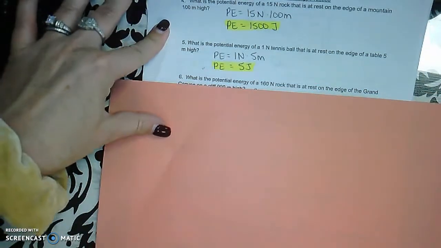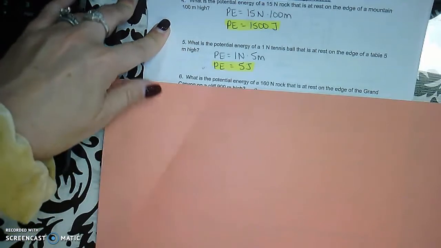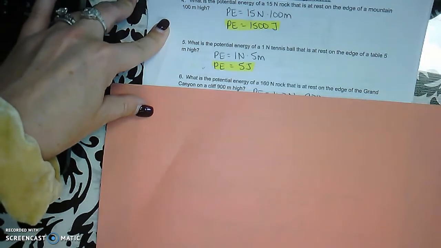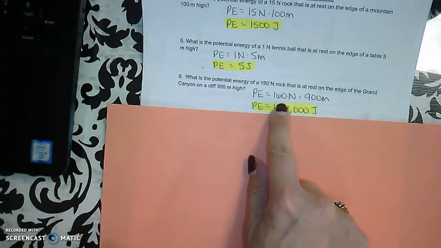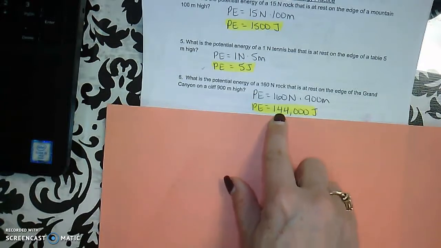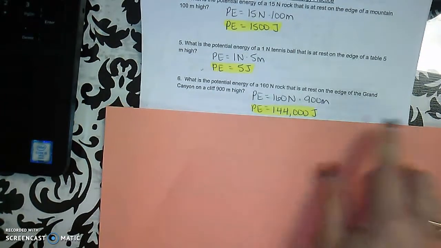Number 6, what is the potential energy of a 160 Newton rock that is at rest on the edge of the Grand Canyon on a cliff 900 meters high? So potential energy equals 160 newtons times 900 meters. This is going to give us a big answer. We get 144,000 joules.